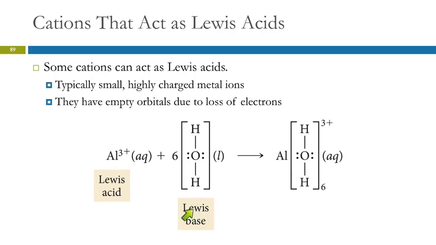So here we have water acting as our Lewis base. You have 6 water molecules attached to this aluminum ion. So the aluminum is accepting lone pairs from the oxygen on the water. The aluminum's acting as the acid, accepting the lone pairs. The water is acting as the base, donating the lone pairs.